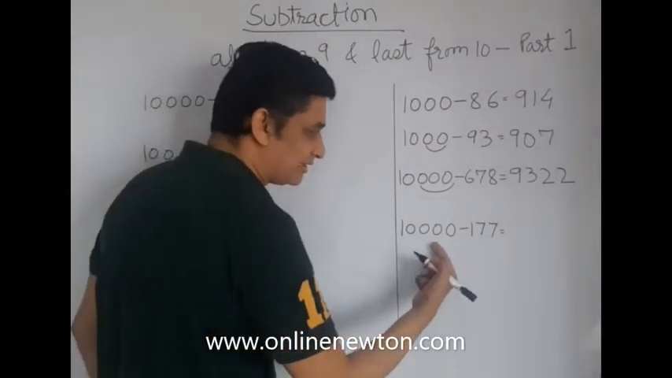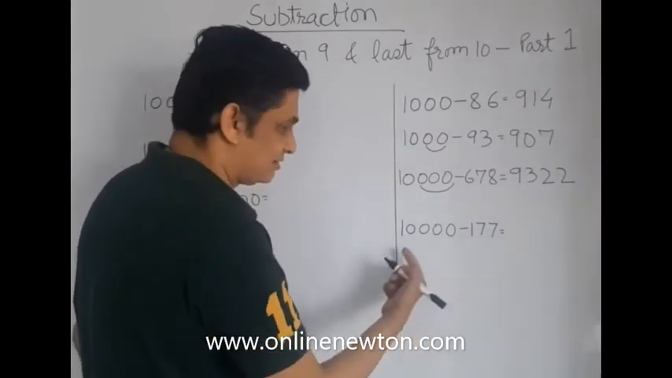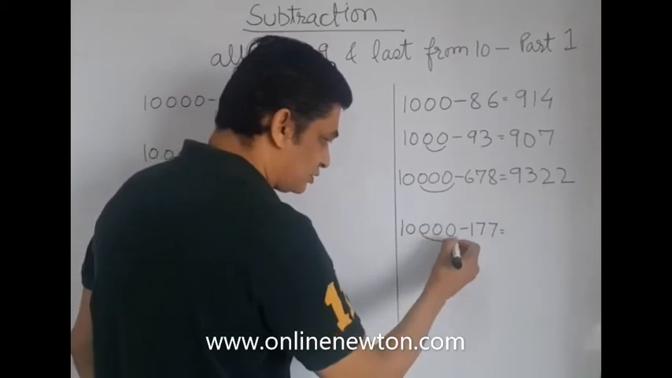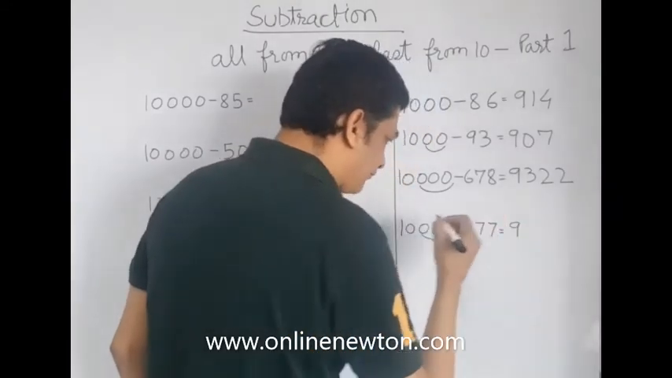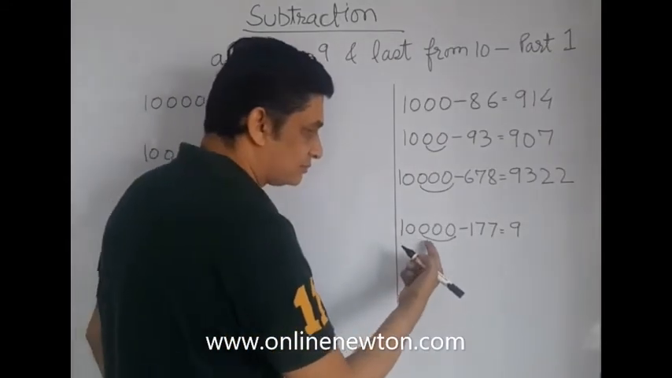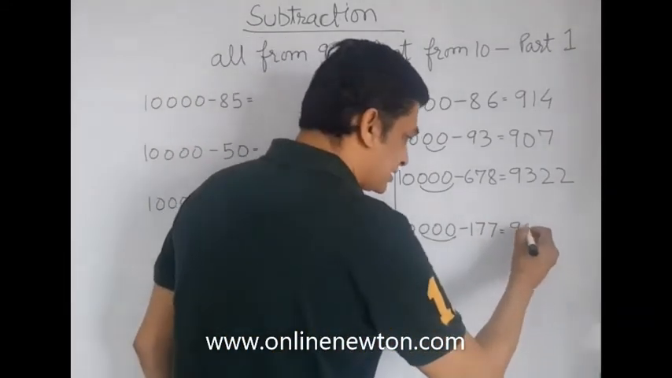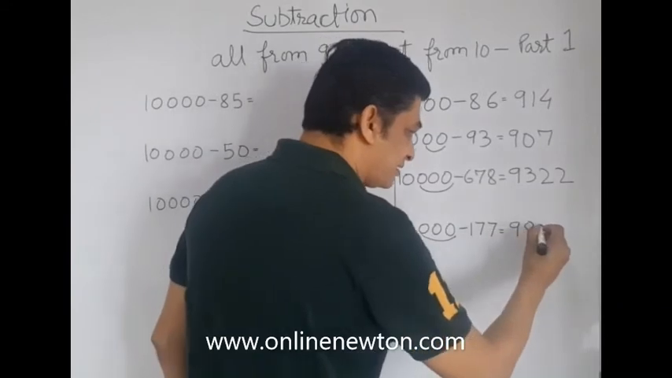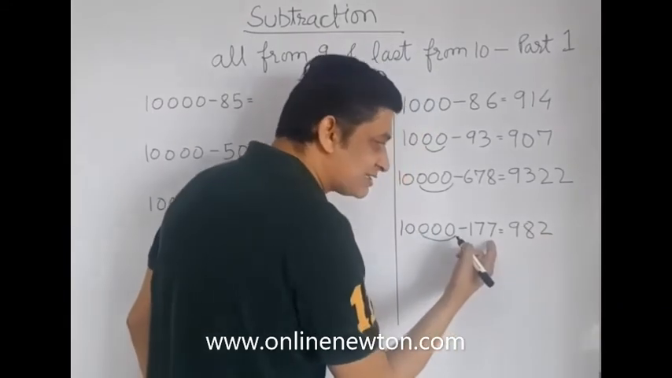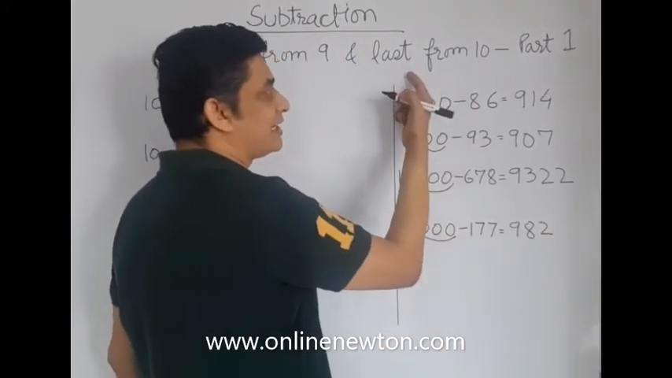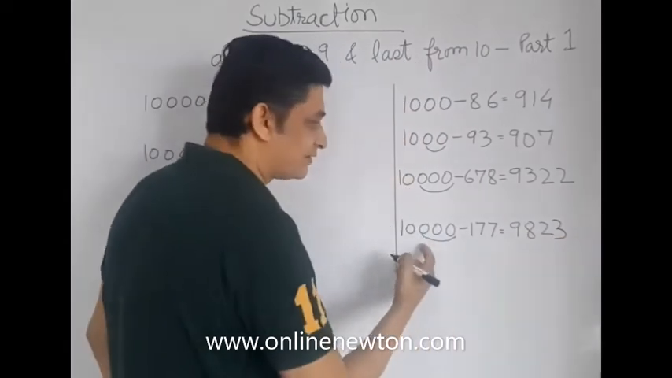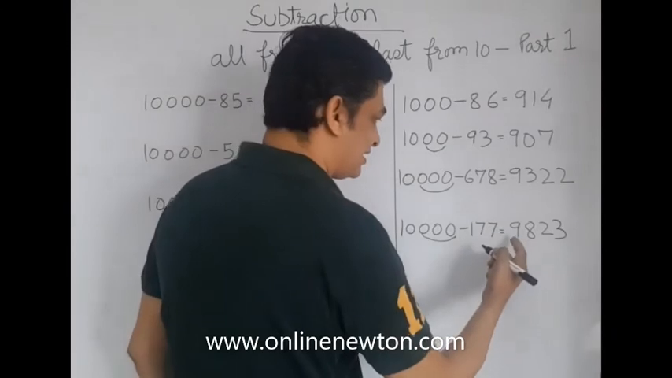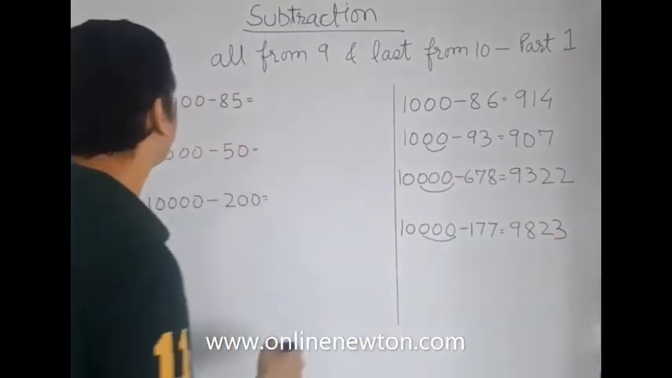One more example, 10,000 minus 177. So 3 digits, 3 zeros, 10, reduce 10 by 1, so 10 becomes 9. Then 9 minus 1 is 8, 9 minus 7 is 2, and since 7 is the last number, we'll subtract this from 10, so 10 minus 7 is 3. So the answer of 10,000 minus 177 is 9823.